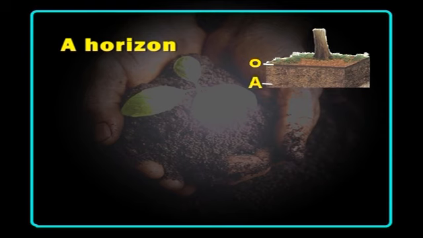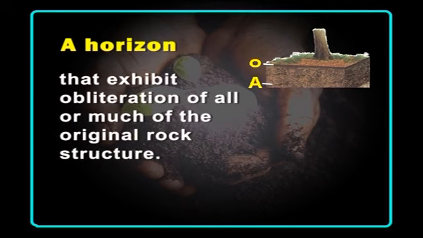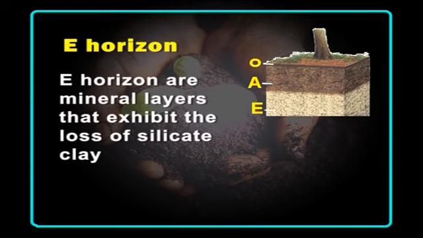A horizon. A horizons are mineral layers that formed at the surface or below an O horizon that exhibit obliteration of all or much of the original rock structure. E horizons. E horizons are mineral layers that exhibit the loss of silicate clay, iron, aluminium, humus or some combination of these, leaving a concentration of sand and silt particles. These horizons exhibit obliteration of all or much of the original rock structure.